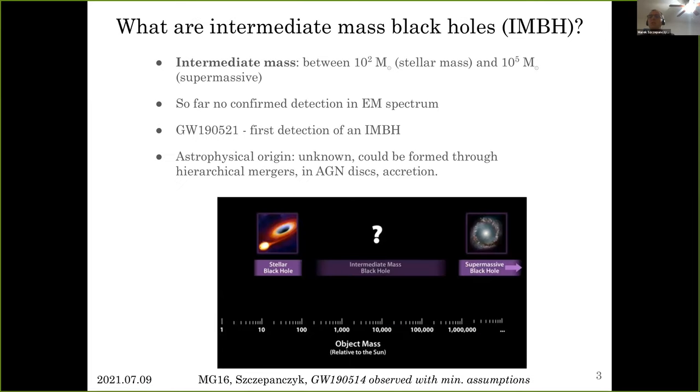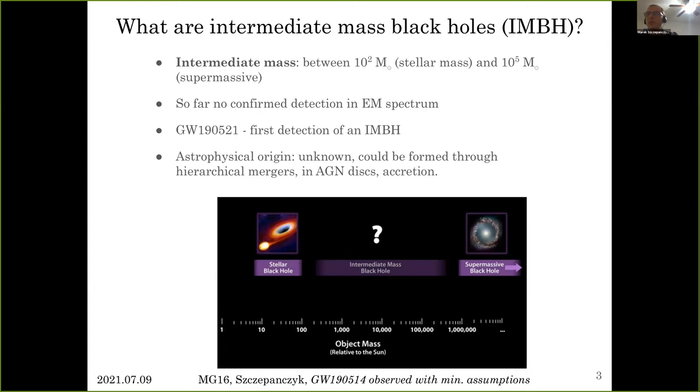So before I go into the details, let me just quickly say what the intermediate mass black holes are. In the mass range from one solar mass to millions of solar masses, you have three ranges. First is up to 100 solar masses, and these are basically stellar mass black holes created by the collapse of a star. These are the sizes of the stars, and people talk about the upper range of around 100 solar masses. And then we have the other range of supermassive black holes above 100,000 solar masses.